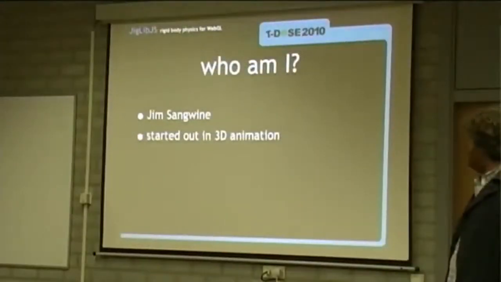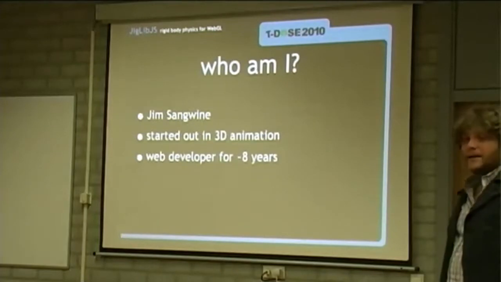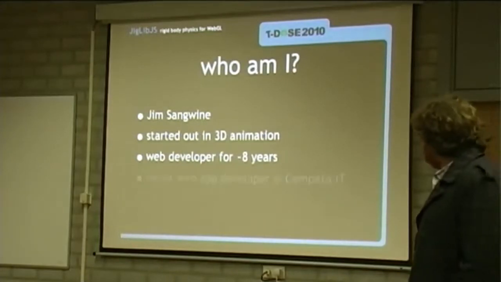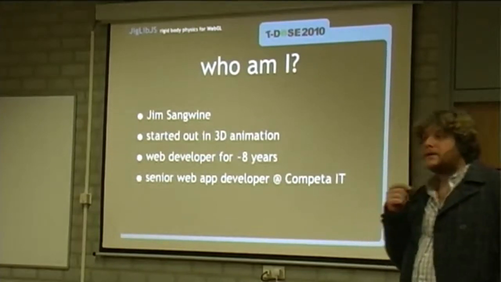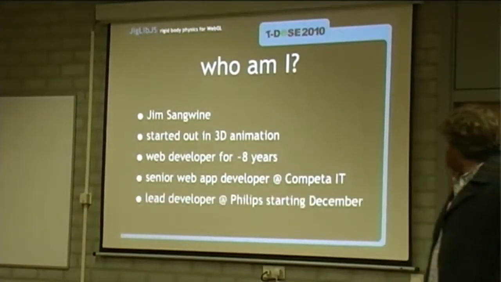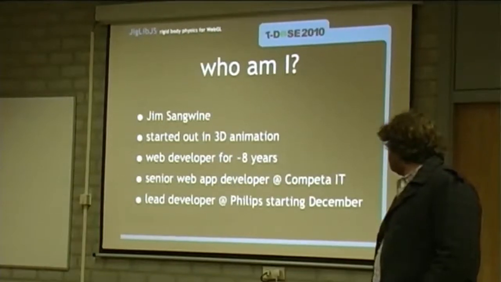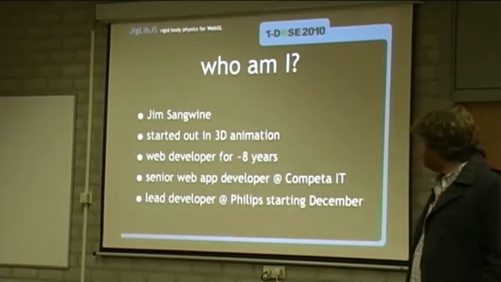My name's Jim Sangwine. I started out originally in 3D animation. My degree was in 3D animation and my first jobs. But I've been a web developer for around about 8 years now. At the moment, I'm a senior web application developer for comparative IT in Rijswijk, near Den Haag. But in a few weeks, I'll be starting at Philips in Eindhoven.